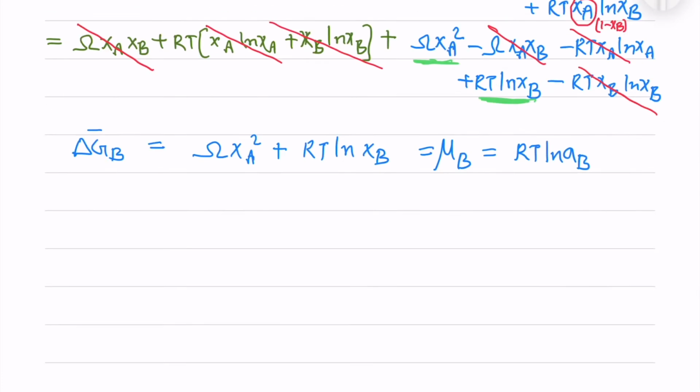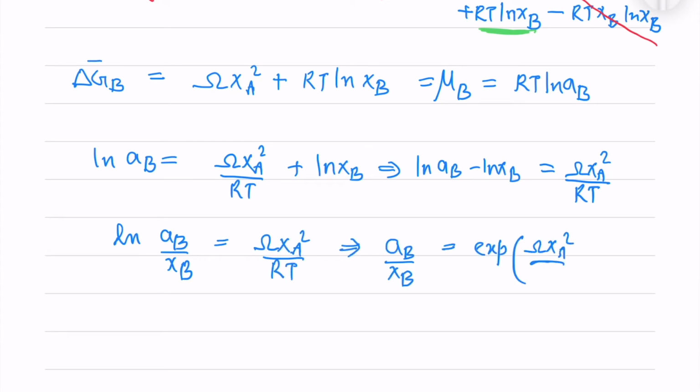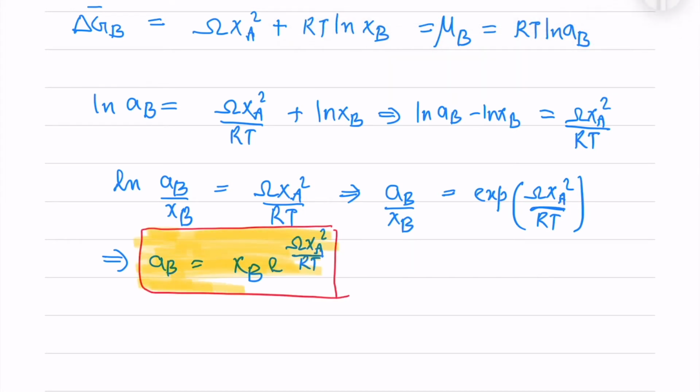this form. So the activity of B, we equate that to RT ln AB and we divide with RT, and then we get the activity of B as xb into exponential omega xa square by RT. Please remember this.